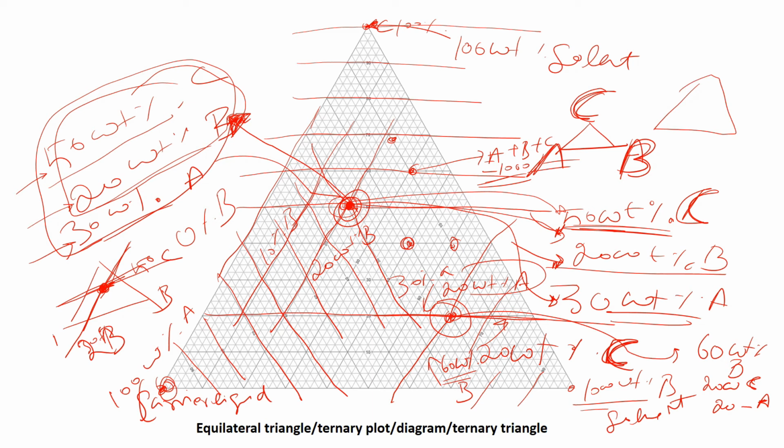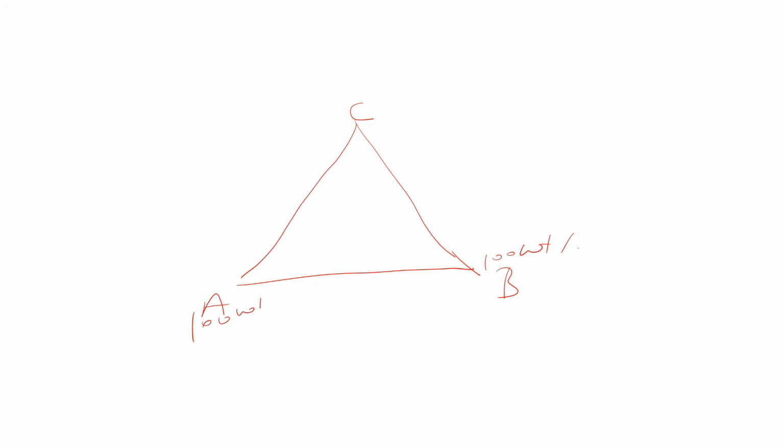You have a ternary diagram. I gave you A, B, and C. Say A is 10, B is 10, and C is... Sorry, I have some problem with my pen, so let me repeat it again. So if you have a ternary diagram like this, we have to plot exactly the same way. C, A, and B. This side is 100 weight percentage B, 100 weight percentage A. This is 100 weight percentage of your C. So if I give you some number, say 10 weight percentage A, 20 weight percentage of B, and the remaining will be 70 weight percentage C.